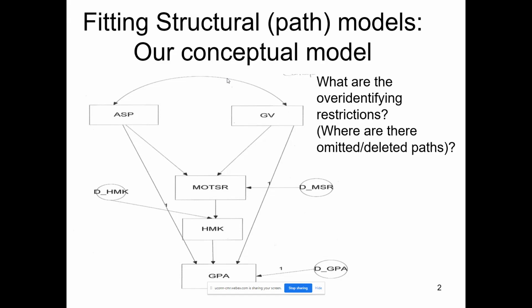But after controlling for those three things, motivation is not going to make an independent contribution or have a direct effect on your actual GPA. Does that make sense? So conceptually, that's what this model is saying. And we've noticed now there are actually three, I'm going to call these, conceptually omitted or deleted paths.